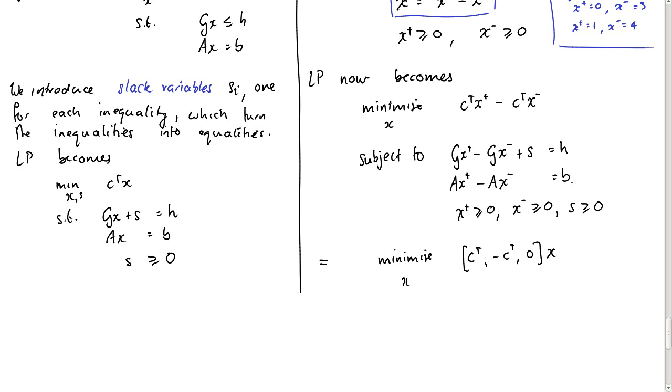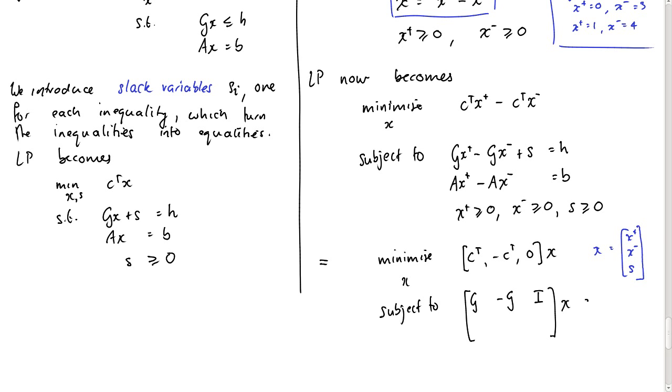Okay, so I'm just saying that x is x plus, x minus, and s now, subject to Ax equals b. We've got quite a few of these things to deal with. So we've got G, that's what multiplies x plus. We've got negative G, which multiplies x minus, plus s, so that will be an identity.